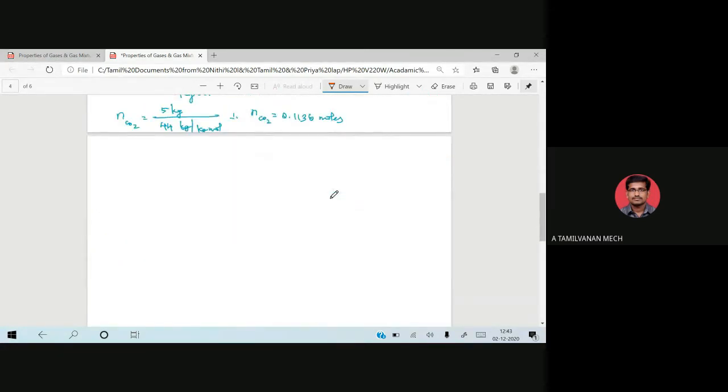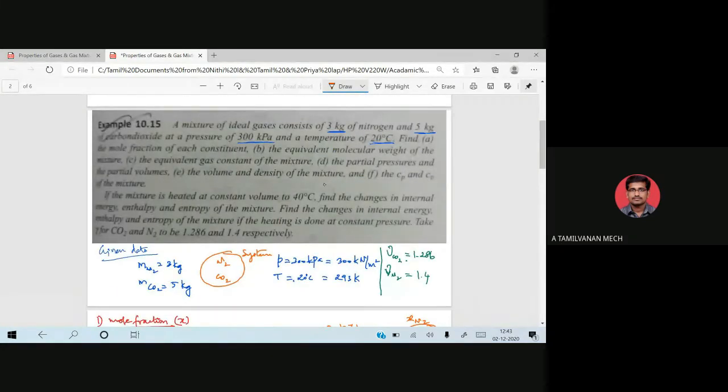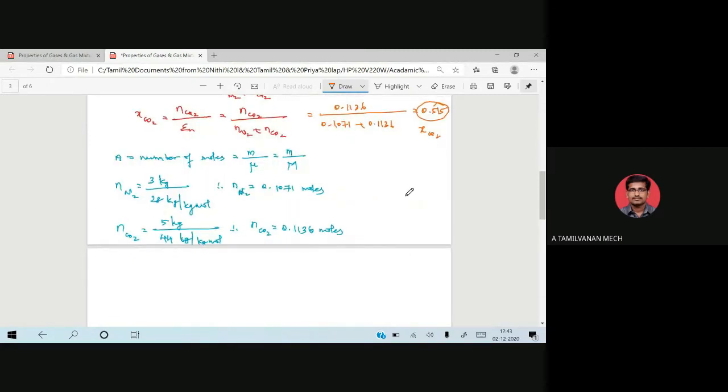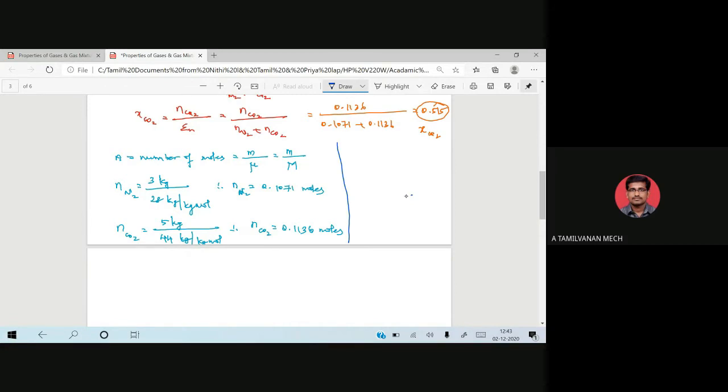Then you are going to find the equivalent molecular weight of the mixture. So first, we determined the mole fraction. Second is the equivalent molecular weight of a mixture. What is the notation to write the equivalent molecular weight of the mixture? It can be represented by capital M.